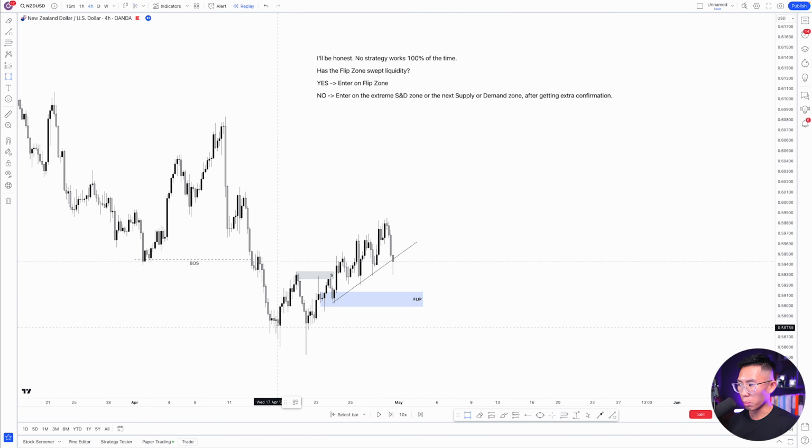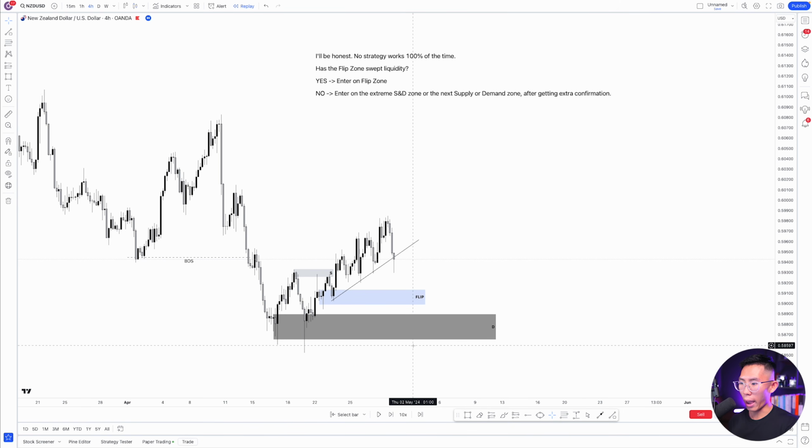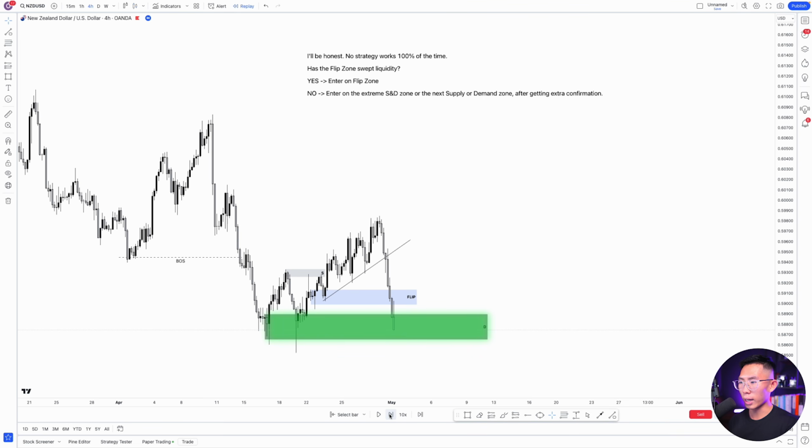This will be like the most extreme demand zone that we have right here, right? And right now, we could potentially expect price to sweep the liquidity first below all these lows right there. And when it does that, it's going to tap into the demand zone, right? This extreme demand zone. And only then, that is when you can potentially look for your buy setup somewhere right within this demand zone, right?